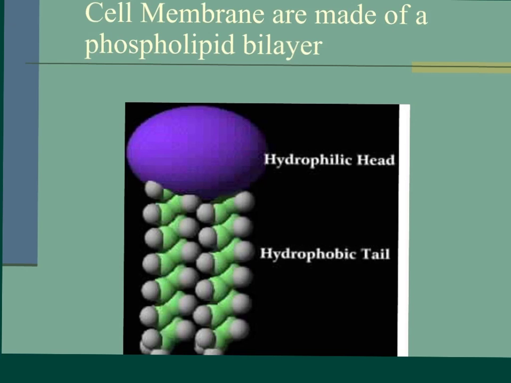So the phospholipid bilayer is the basic structure of the cell membrane. It has two layers of phospholipids with a hydrophobic tail protected inside by a hydrophilic head. The hydrophobic tail is water-fearing and not attracted to water, so it is nonpolar. The hydrophilic head is attracted to water and thus is polar.